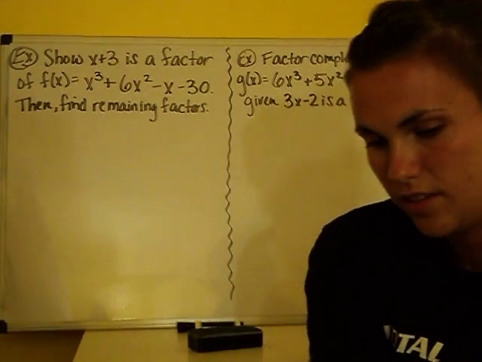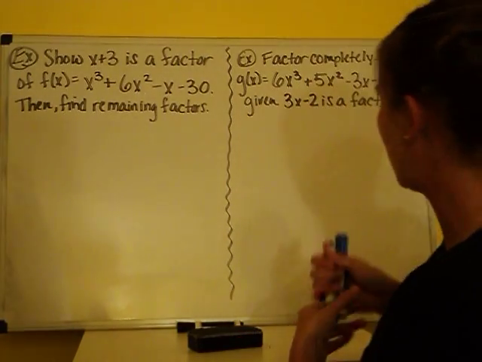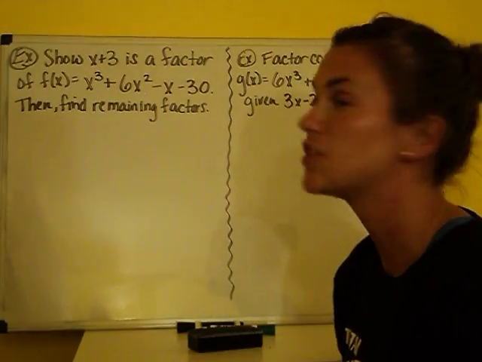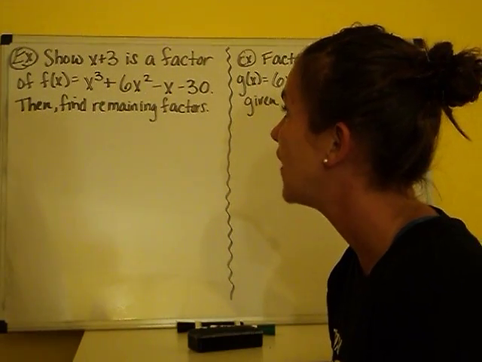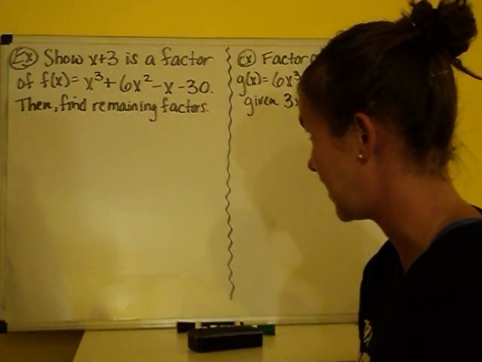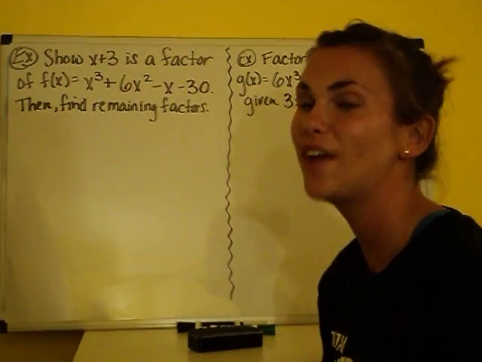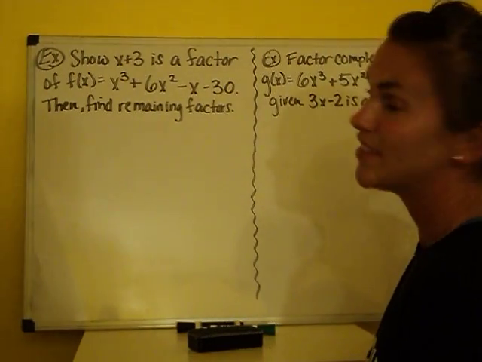Alright. A couple examples, and we'll call it a day. We want to first show that x plus 3 is a factor of f of x equals x cubed plus 6x squared minus x minus 30. Then we want to find the remaining factors. This will be a great time.